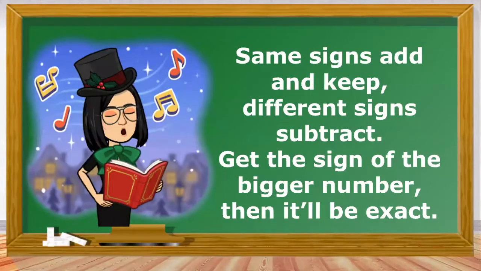Remember the song? Let us sing it together. 1, 2, 3, go. Same signs add and keep, different signs subtract. Get the sign of the bigger number, then it'll be exact. One more time. Same signs add and keep, different signs subtract. Get the sign of the bigger number, then it'll be exact. Perfect. Now, let us sing that song every time we add and subtract integers.